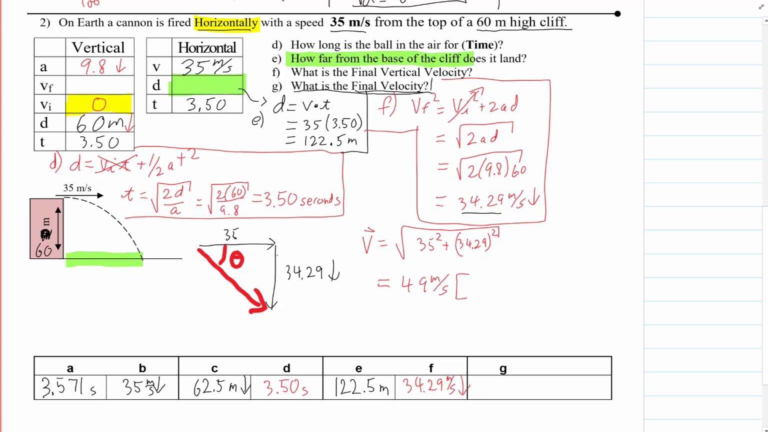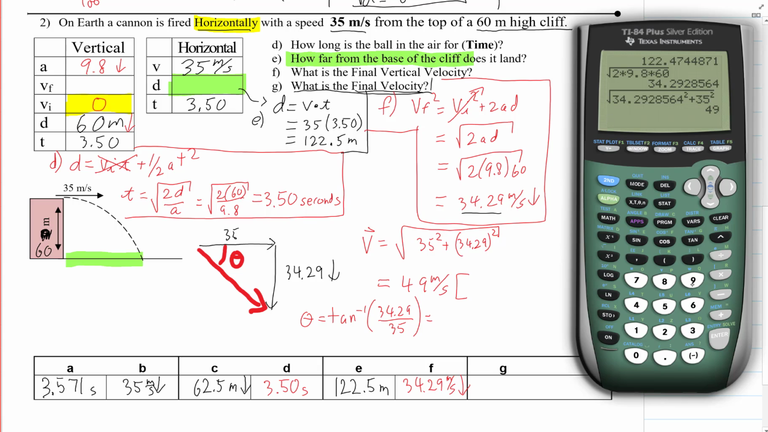Okay, so I need to calculate this angle, and to get that angle, we have to do the inverse tan, because we have the opposite and the adjacent. Inverse tan, we'll do 34.29, the opposite over the adjacent 35. That's going to be very close to 45 degrees because it's almost an isosceles triangle. So inverse tan of 34.2928 divided by 35, and that's going to be 44.4.